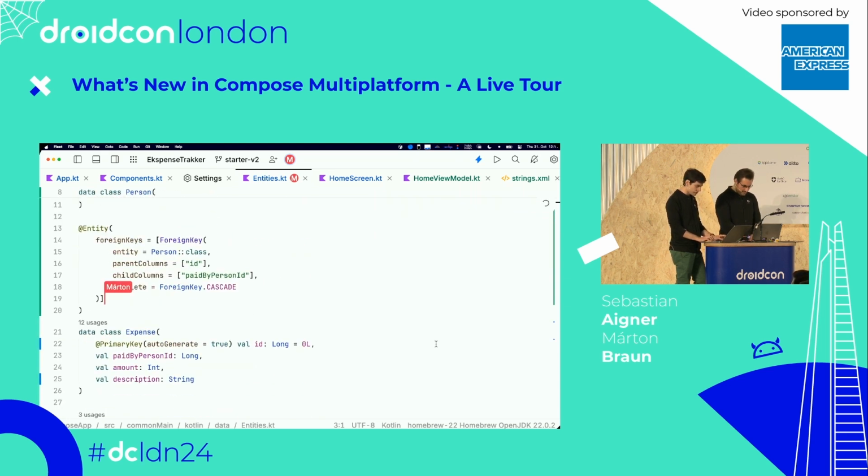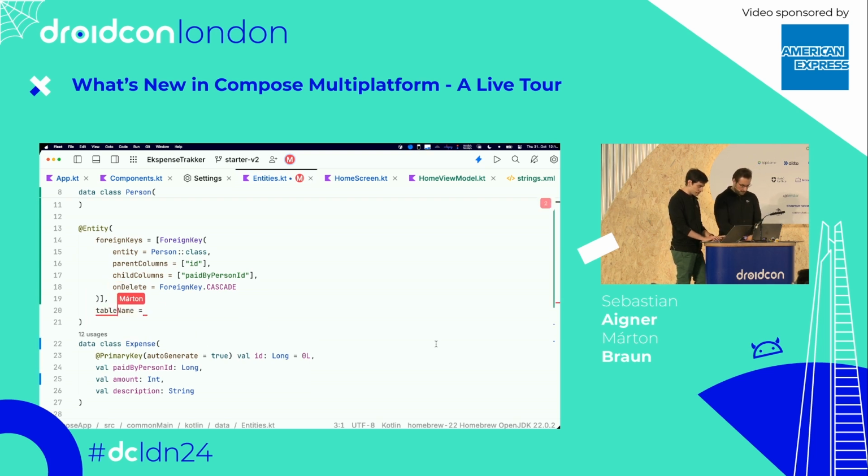And then we have the other class. We can take a look at this foreign key that's set up to connect the two tables. So the ID column of the person class has to connect to the paid by person ID in the expense class, which is all correct. And again, I just need to add the table name here, which is going to be expenses.